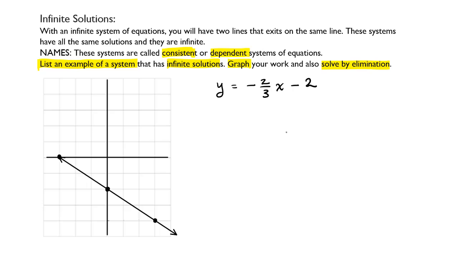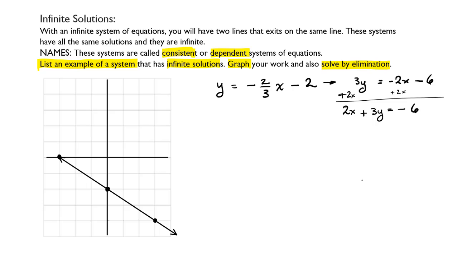The question is, what does this look like in standard form? Well, I can multiply the whole thing by 3. That will clear the denominator. That would give me 3y equals -2x minus, now 3 times -2 would be -6. Then I can bring that -2x over by adding 2x to both sides, and I would have an equation in standard form: 2x plus 3y is equal to -6.